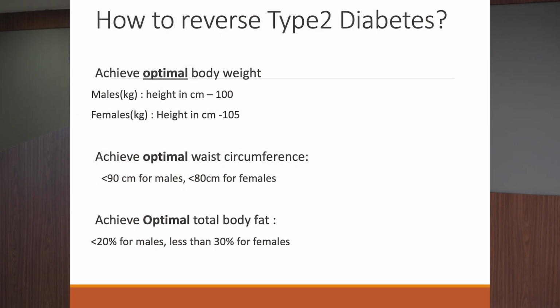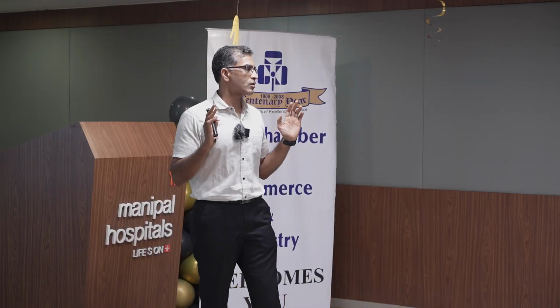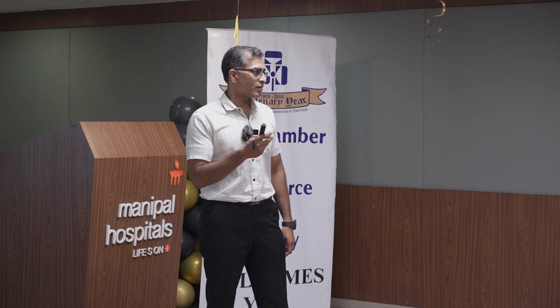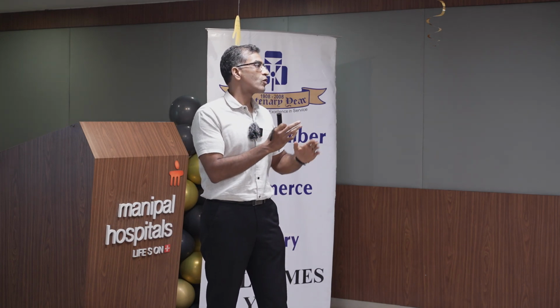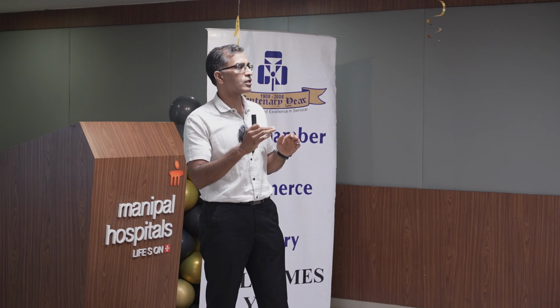So optimal body weight. I told you, males height in centimeters minus 100, females height in centimeters minus 105. So today you go home, check your height, check your weight, find out if you are overweight, obese, at correct weight, whatever. What is the difference between overweight and obese? It goes as per the body mass index. Body mass index below 25 is considered normal. 25 to 27 is overweight. 27 and above is obese. Obese is more dangerous than overweight.